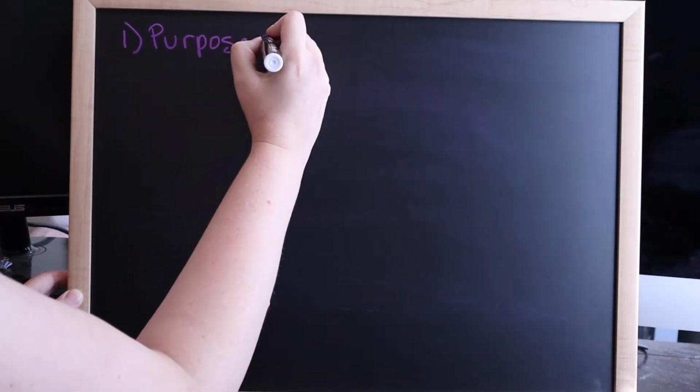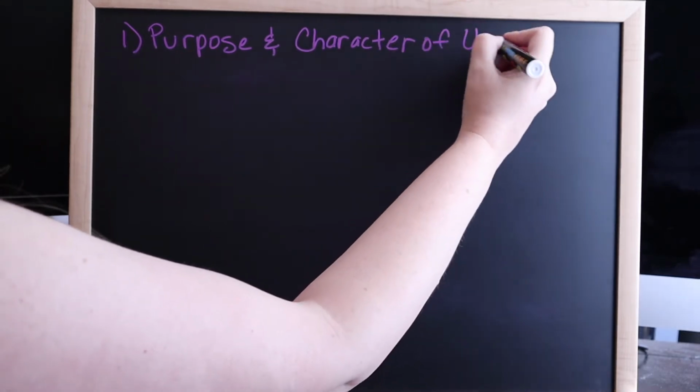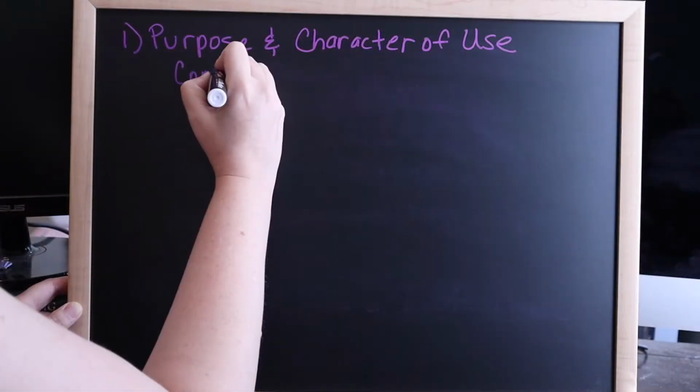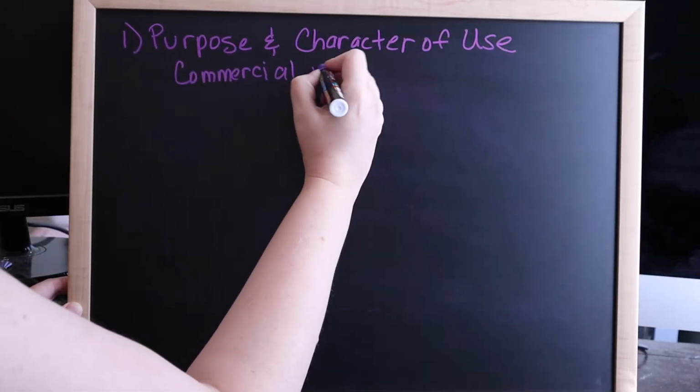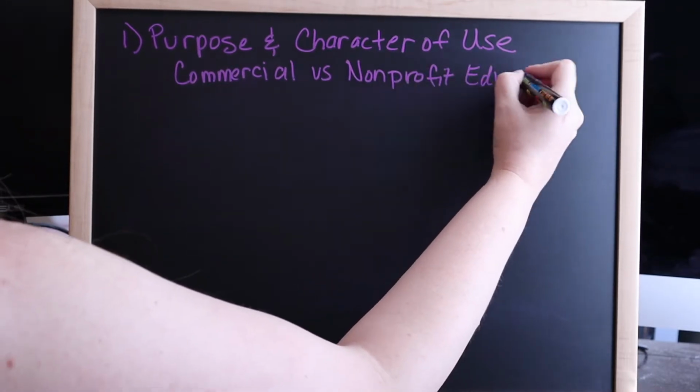So the first factor is the purpose and character of the use. How are you using this copyrighted work? Is it a commercial use where you're making money somehow, or is it a nonprofit educational use? I'm not just talking about whether you're charging money for selling that thing, because that's obviously commercial use. It could be that there's any kind of commercial aspect.